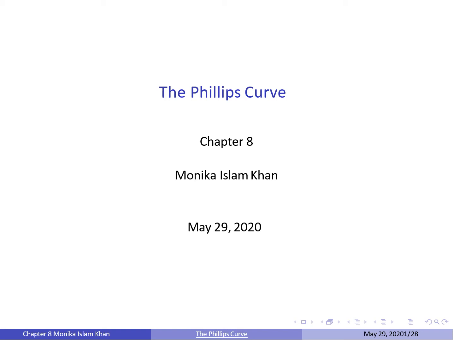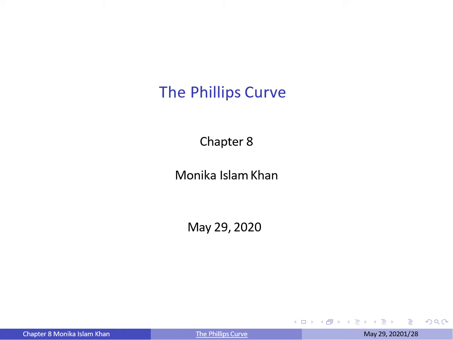Now for some background. In 1958, A.W. Phillips drew a diagram plotting the rate of inflation against the rate of unemployment in the United Kingdom for data between 1861 and 1957. He found clear evidence of a negative relationship between inflation and unemployment. When unemployment was low, inflation was high, and when unemployment was high, inflation was low.